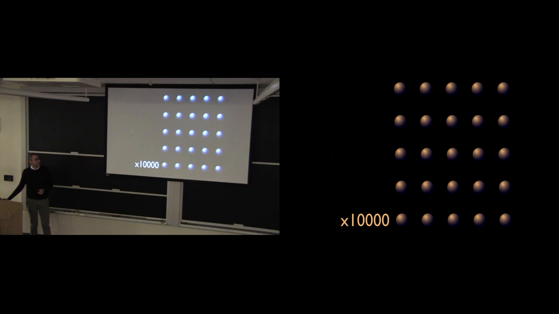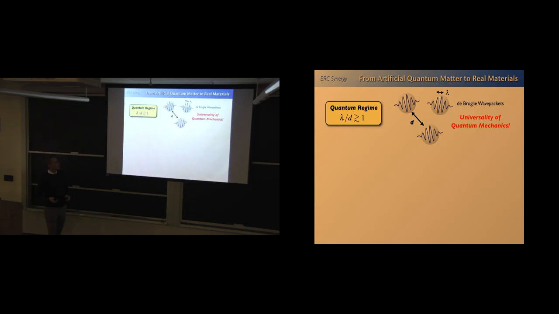Now, how come, you ask? How come you can study the physics of a many body quantum system there? Well, you see, in quantum mechanics, the only thing that matters for this to occur is the ratio of the de Broglie wavelength of our particles to the interparticle distance between them. And if the interparticle distance is about a micrometer, that's what I said, we scale things up by a factor of 10,000.